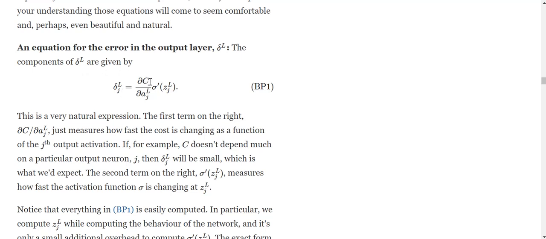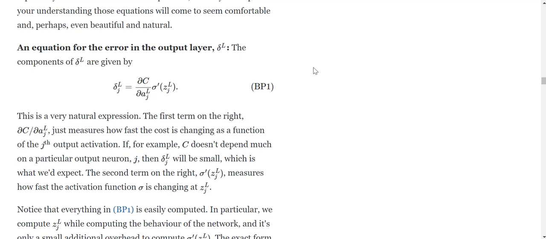So the jth component is the partial derivative of C with respect to the activation, times the derivative of sigmoid of the jth neuron in the Lth layer. This is a very natural expression. The first term on the right just measures how fast the cost is changing as a function of the jth output activation. If, for example, C doesn't depend much on a particular output neuron j, then the partial derivative will be small, which is what we would expect.